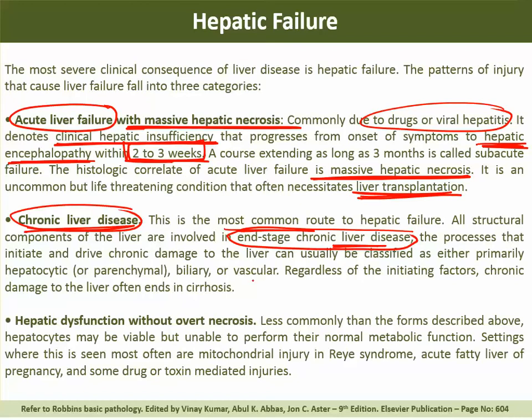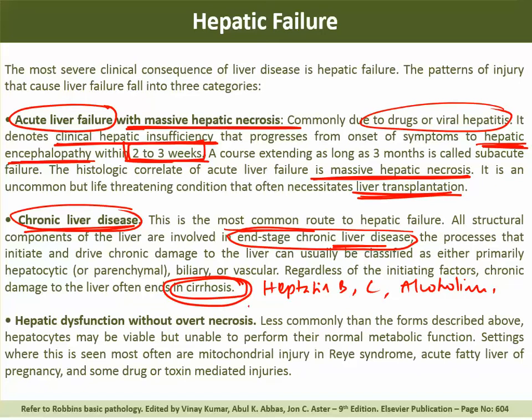They produce cirrhosis, usually seen in chronic viral infections: hepatitis B, hepatitis C, and alcohol. These are the most common causes of chronic liver damage. They produce cirrhosis. The complete liver will go for fibrosis.